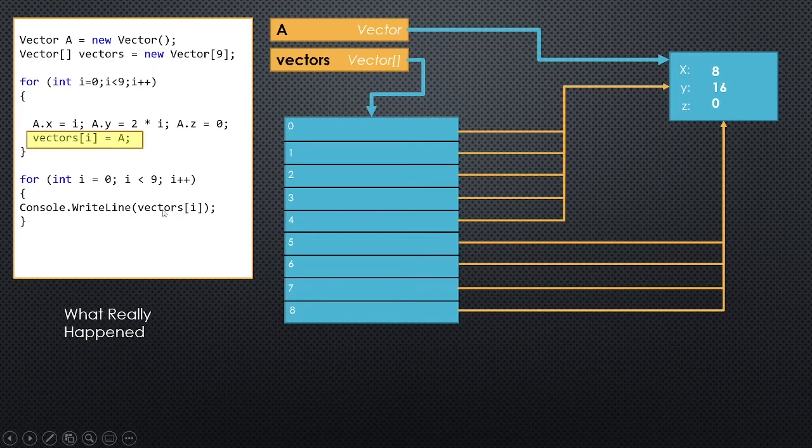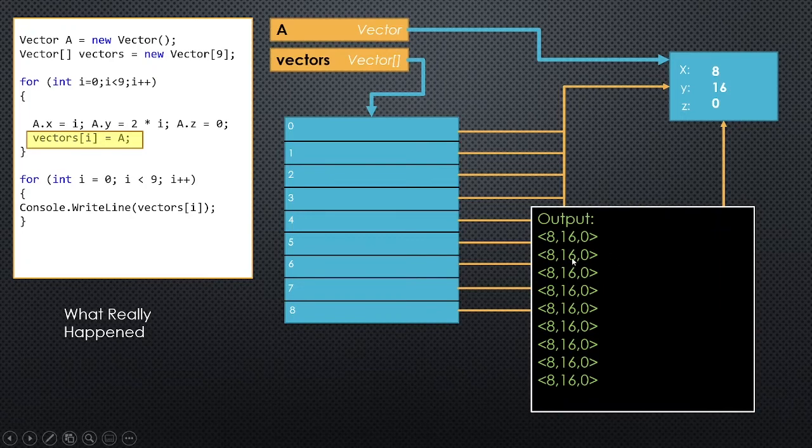So when I loop through the code again, writing out the values of vectors[i], what it's doing is called dereferencing. So it dereferences vectors[0], and it gets this object. So it prints out 8, 16, 0. Then it dereferences object 1, and it points over here and gets 8, 16, 0 again. So our output is just repetitive copies, because this assignment in the yellow box just points to the same object reference.